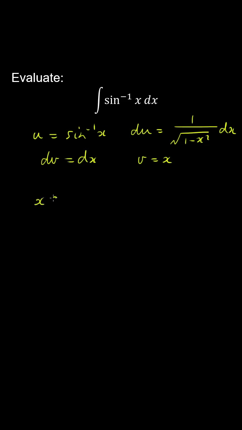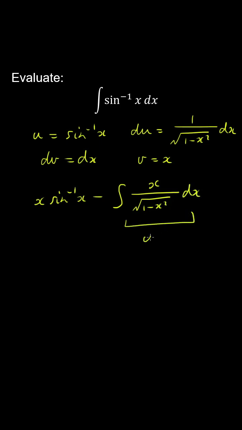So we multiply u by v, which is x times arcsine of x, minus the integral of v multiplied by du, so that'll be x over the square root of 1 minus x squared dx. Now you can evaluate this second integral by u substitution, and post your answer in the comments.